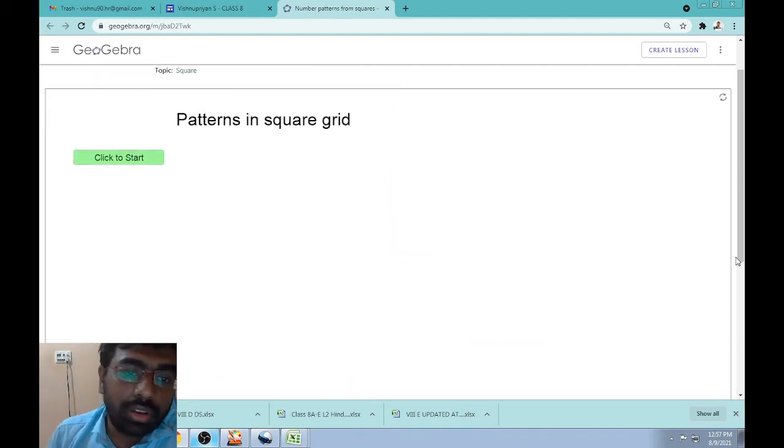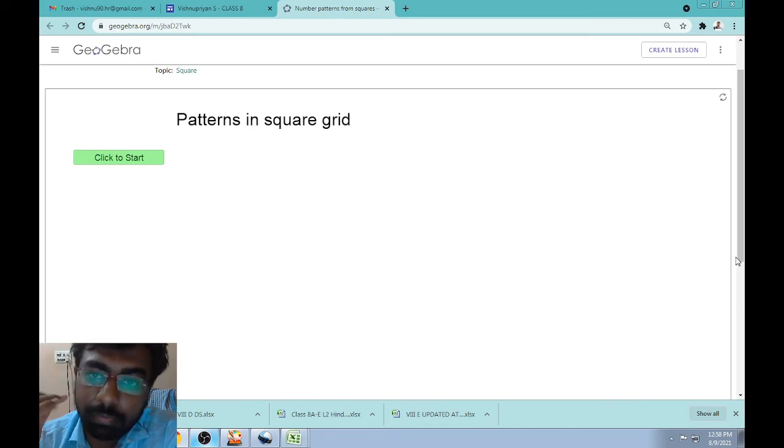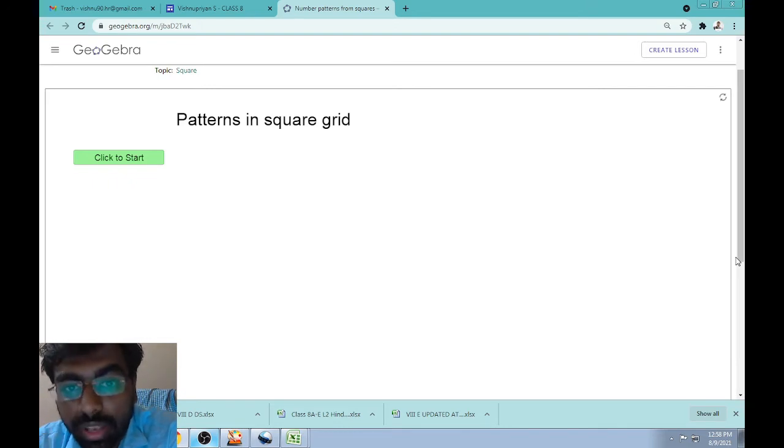Till it's getting loaded, let me explain that you have to write aim, materials required, procedure, observation, and conclusion. All the 5 points are essential for any experiment that you are documenting. So the aim of the given experiment is to understand the different number patterns that can be done for square numbers. For the square numbers, I hope I am clear with that, right?